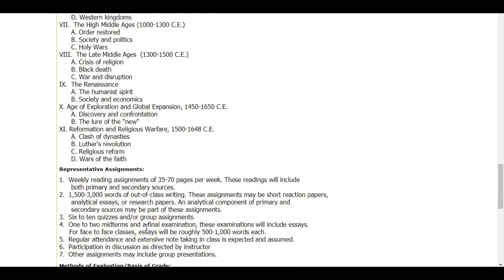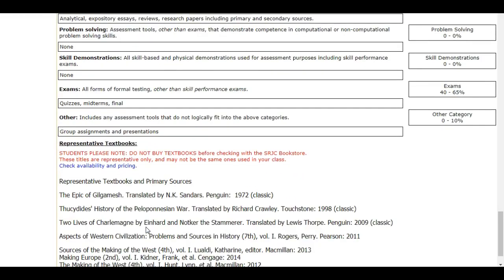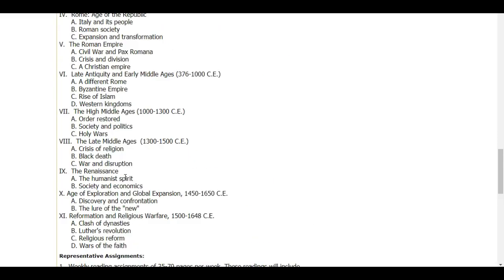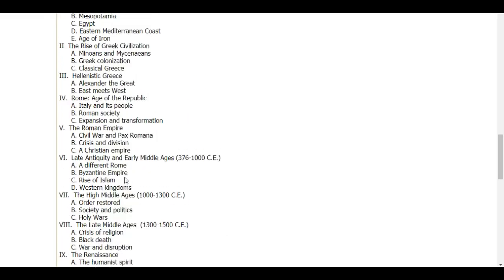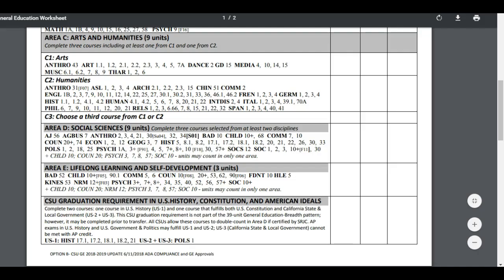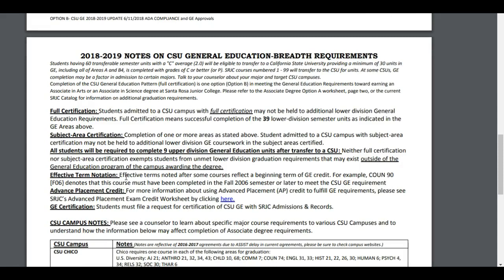This does not mean this is exactly what you will be doing. It's just giving you an idea of what the assignments could be, okay? And then there's some representative textbooks. Again, not what might be assigned, but what could be assigned. But it's just giving you more detailed information about what the class is about so you can do that research and determine, does this sound of interest to me? Okay.